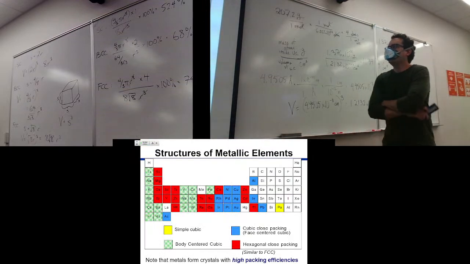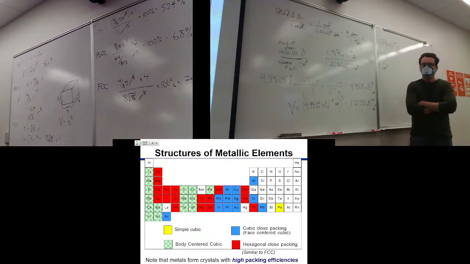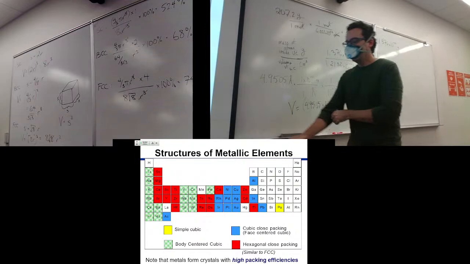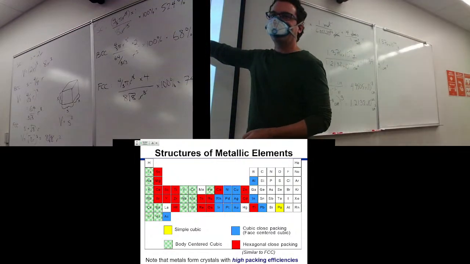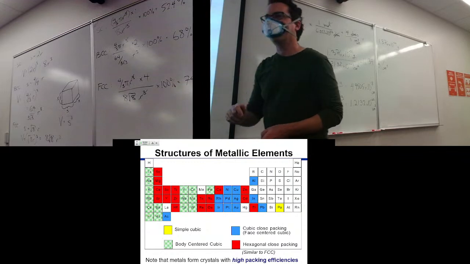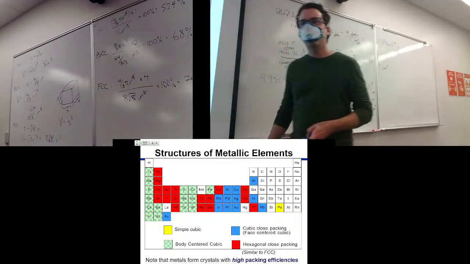So I mentioned that simple cubic is probably rare because it's wasting a lot of space. That's kind of true. So when you're talking about the elements of the periodic table, there's only one element that actually has this simple cubic packing structure, and that's a super poisonous one, polonium.